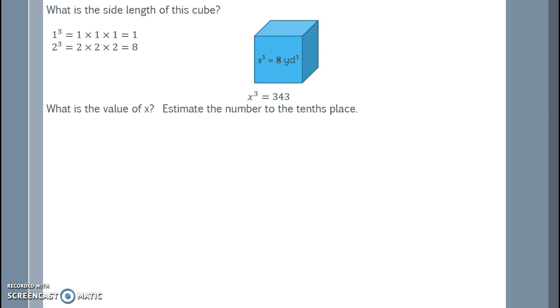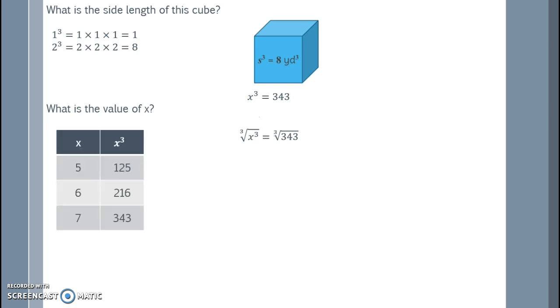If I have x cubed equals 343, what is the value of x? Estimate the number to the 10th place. So we would need to eliminate the cube, so we will take the cube root of each side.